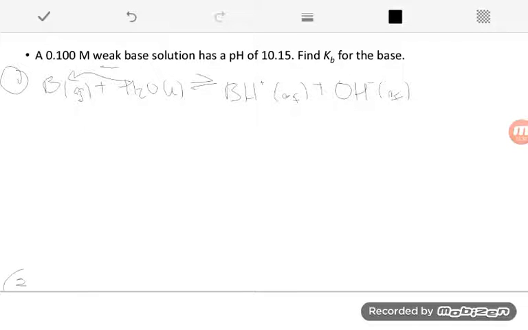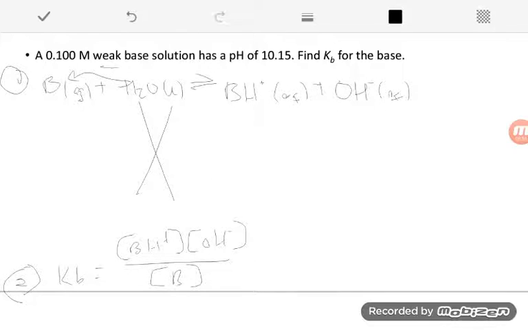Second step we want to do is write our expression, this time for a Kb because we have a base. And we're just going to do our usual products over reactants. We don't have to worry about water because it's a liquid. Solids and liquids don't show up. So we have quite simply BH plus times OH minus over B.